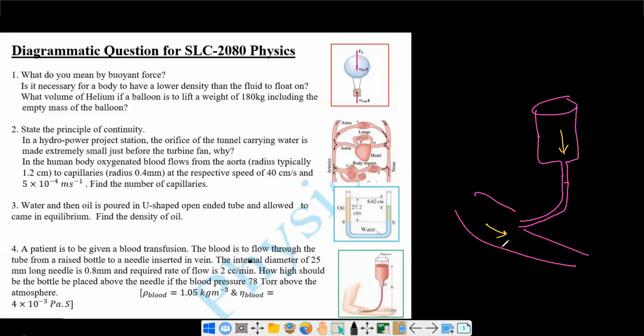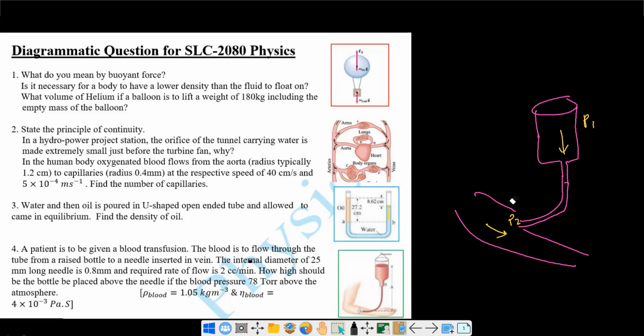Okay, so let me suppose this is some pressure P1 here, P2 and so on, so that there is a difference of pressure. That difference of pressure will actually let the blood flow. But how to carry out this numerical? You know well, whatever amount of blood comes from this vessel, the same amount of blood will be injected inside the vein.